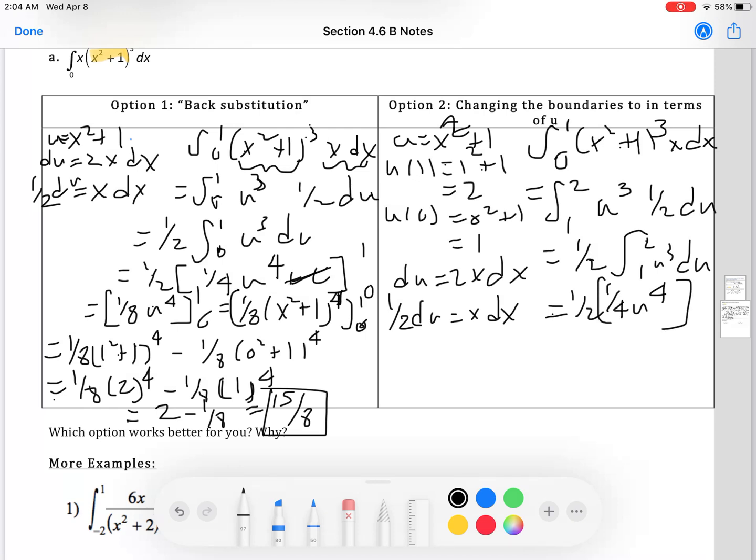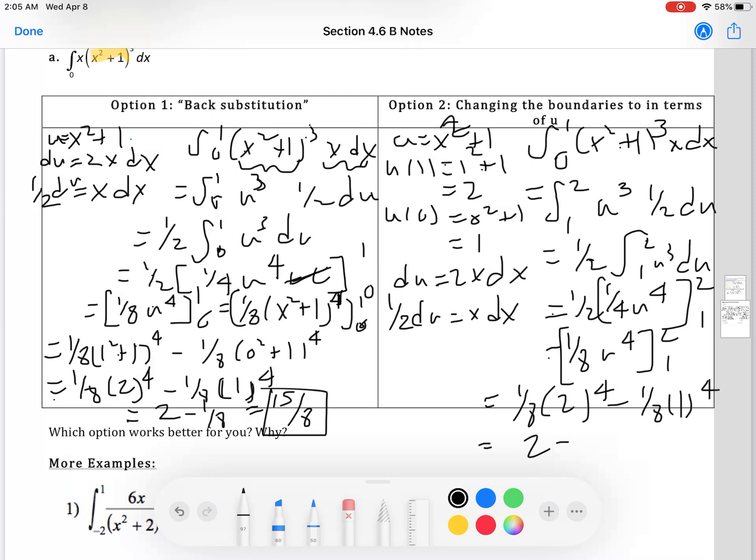And know that there's a plus c there, but those plus c's cancel out. And we're evaluating this from 1 to 2. So I'm going to get 1/8 u to the 4th from 1 to 2. And I'm just going to plug in the 2, and I'm going to plug in the 1. So I get 16/8, which is 2, minus 1/8. And that gets me the same 15/8.